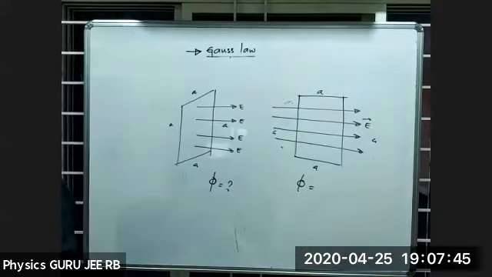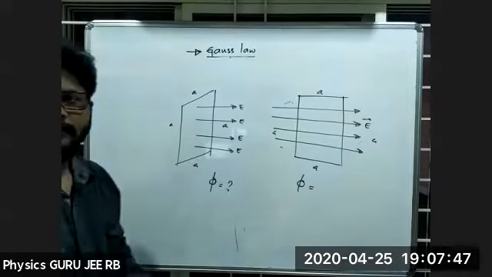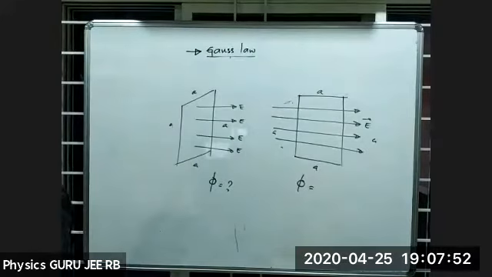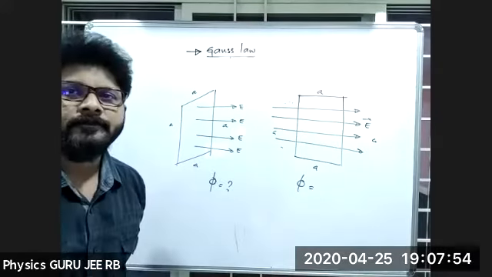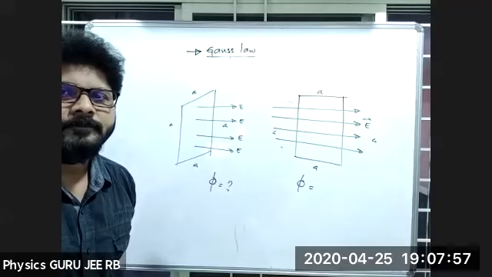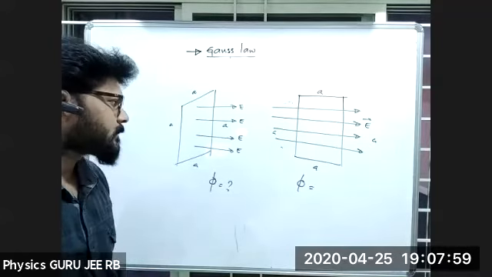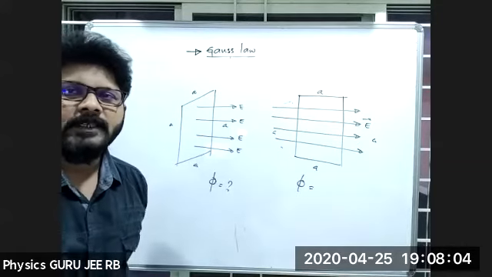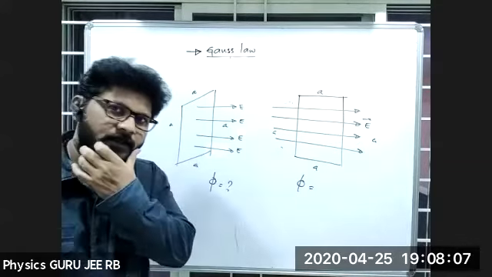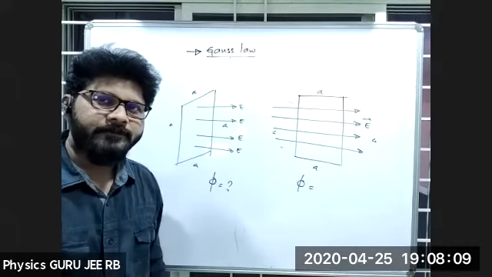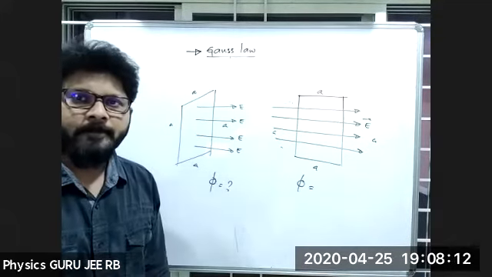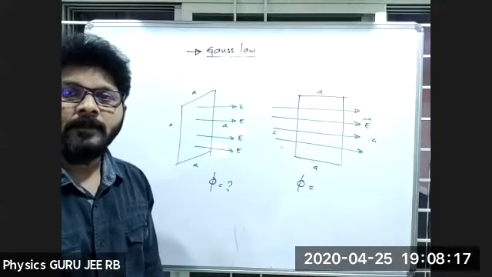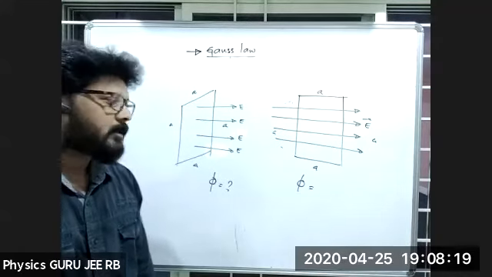Anybody? Answer? E A square. The first one is E A square. Second one, anybody? Second one, what is it? Speak up. Second one. Buddy, the second one is 0.